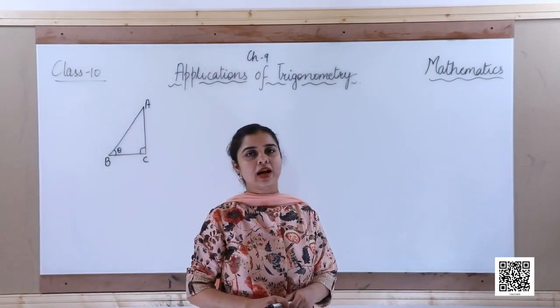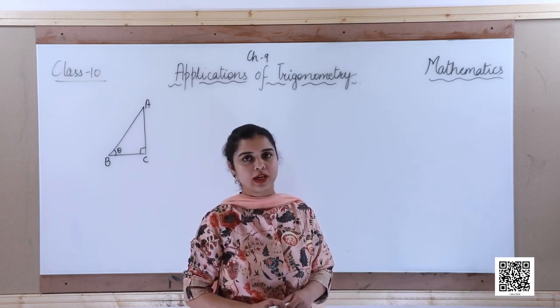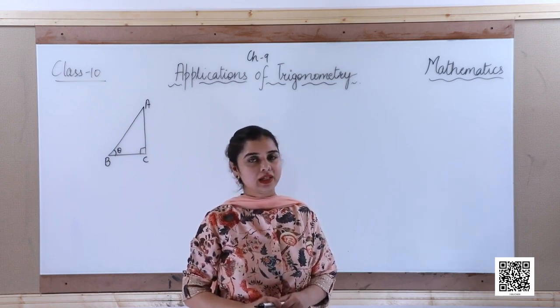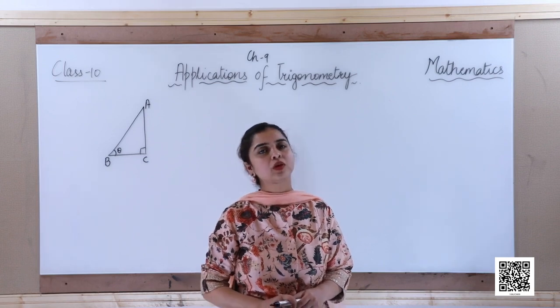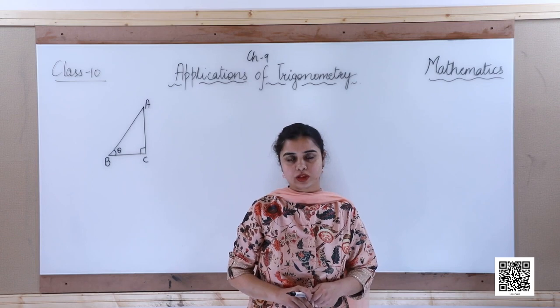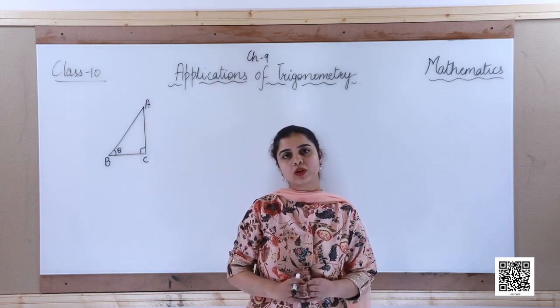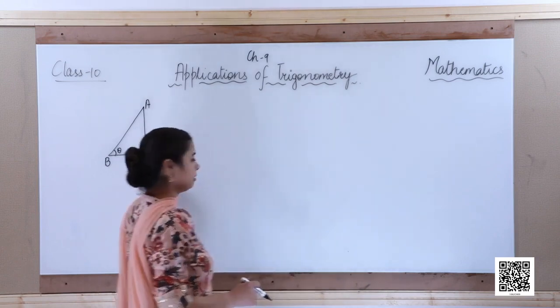Today we are going to do class 10 chapter 9, applications of trigonometry. Children, in chapter number 8, that is introduction to trigonometry, you have already done what are T ratios or trigonometric ratios. Let us quickly recapitulate them. Trigonometric ratios are always used in a right angle triangle.